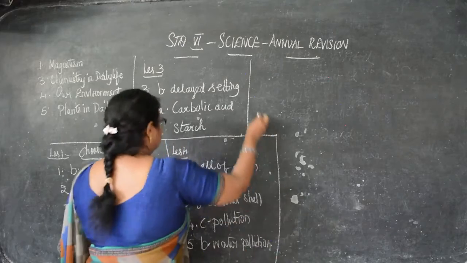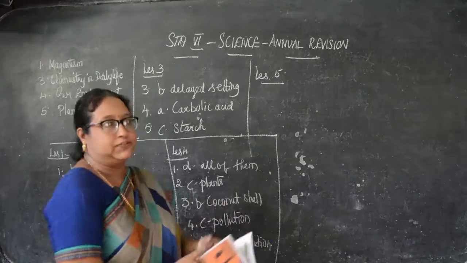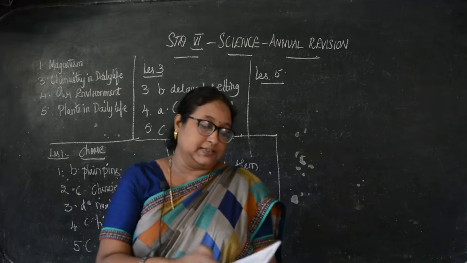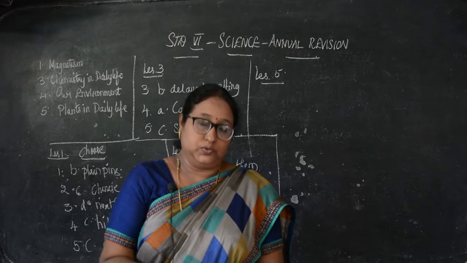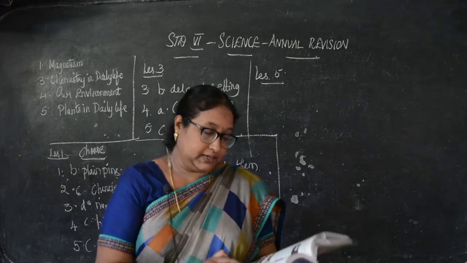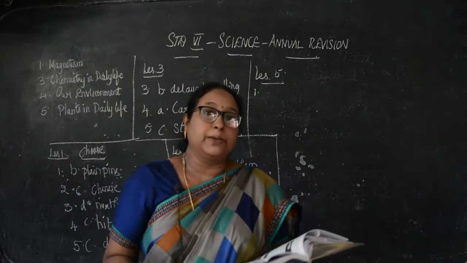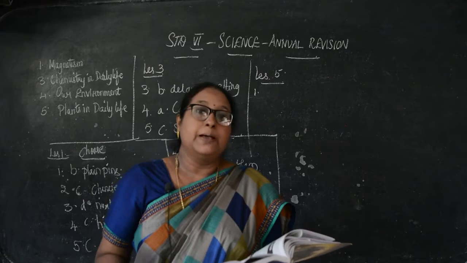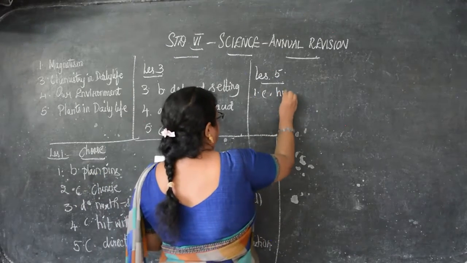The next is lesson 5. So it's totally 4 lessons for you. Now next we'll go to the last lesson, lesson 5. In that, choose. All 5 you have. Lesson 5, first choose. One of the following birds is an example of plant pollinator. That is C, hummingbird.